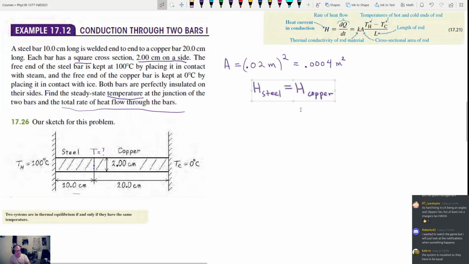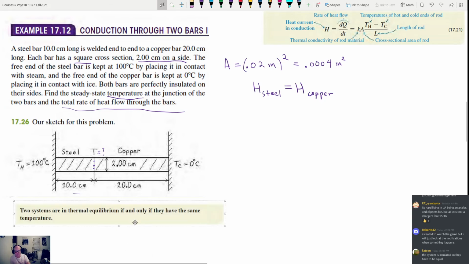Okay, so we know now that our assumption is accurate. It must be the case that the heat flow through the steel is equal to the heat flow through the copper. And I also put this up here, just to remind you. It's also related to this.